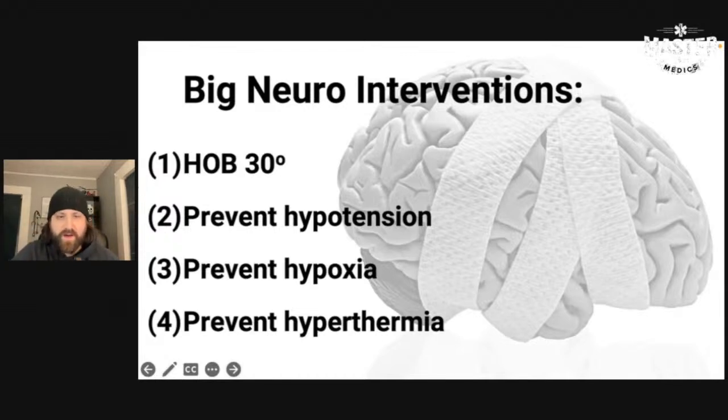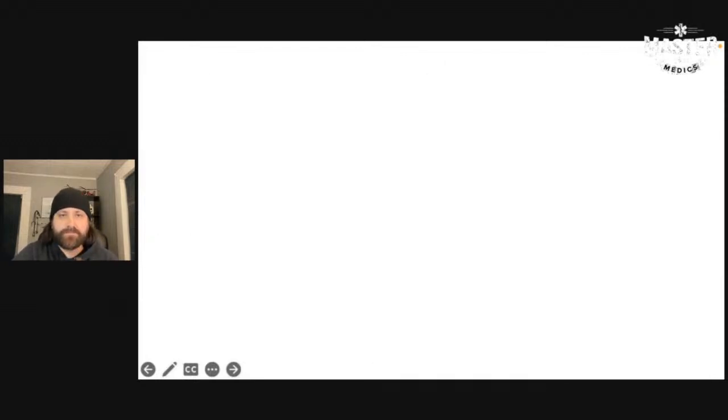That's step 1, right? So steps 2 through 4: we need to prevent hypotension, maintaining MAPs usually greater than 80. We'll get into that in a minute. And we need to prevent hypoxia. We need to prevent hyperthermia. And we'll go through each one of these separately.